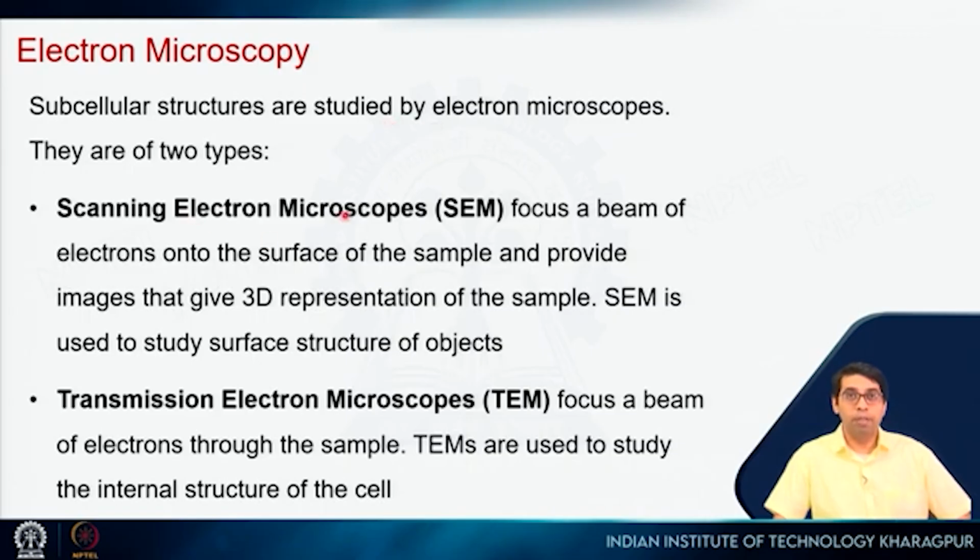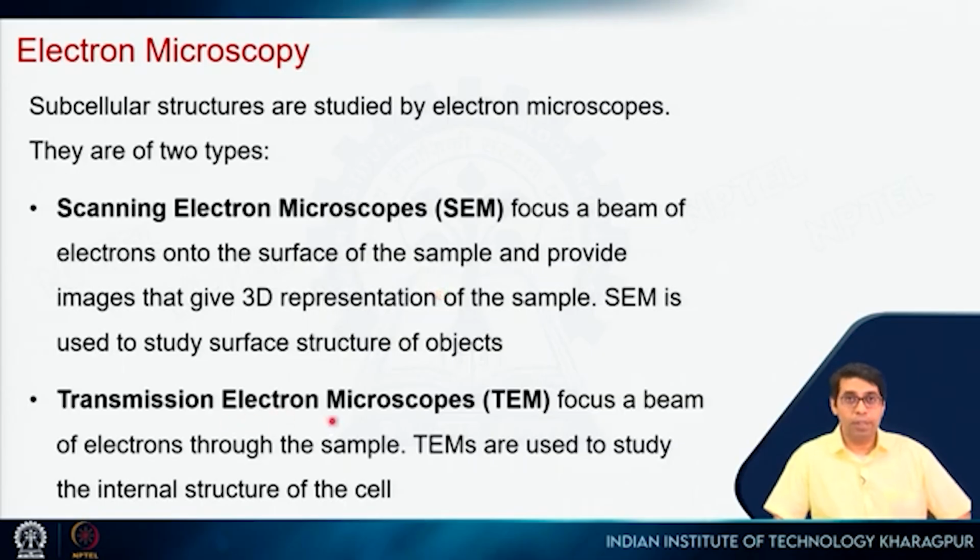There are 2 types of electron microscopy. One is called SEM, the other one is called TEM. SEM stands for scanning electron microscope, okay, and TEM stands for transmission electron microscope. SEM focuses a beam of electrons onto the surface of the sample and provides images that give a 3D representation of the sample, right. So, you can see the 3-dimensional shape of a particular cell or any object that you want to see.